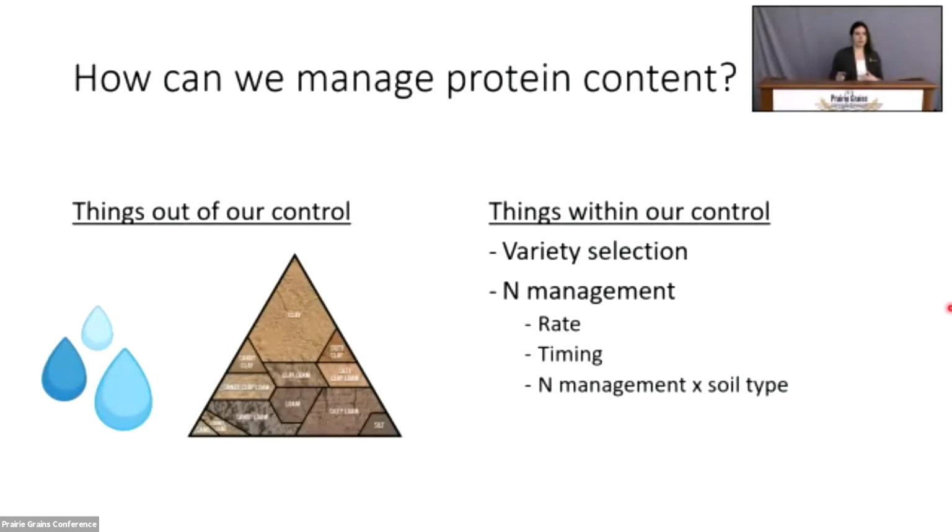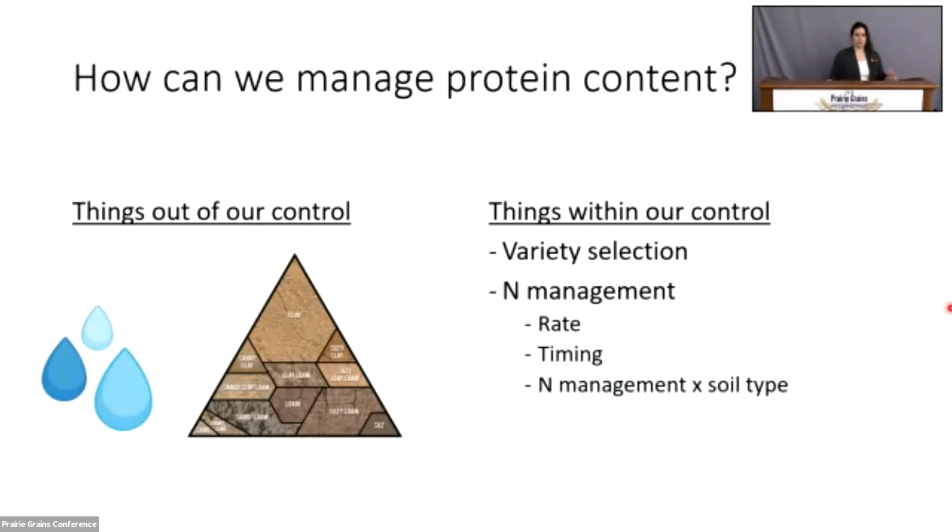And since part of what you get paid at the elevator for your grain has to do with your protein content, and whether or not you meet that 14% grain protein content, it can sometimes be advantageous to try and manage protein if at all possible.